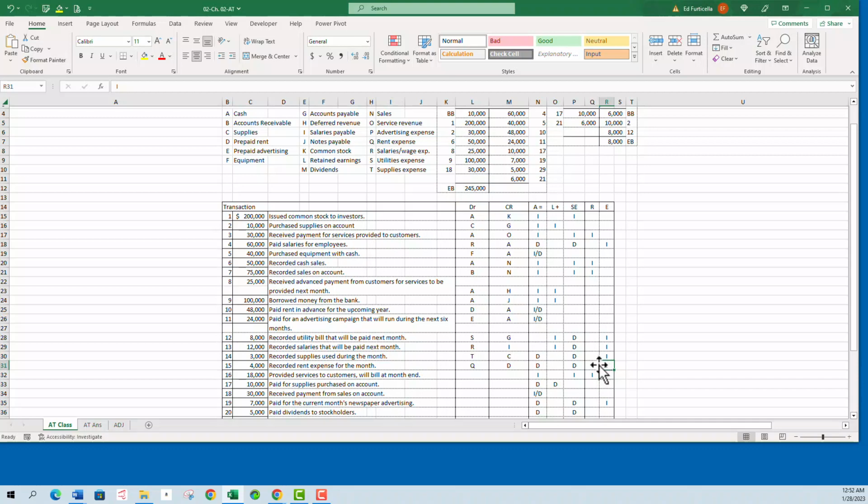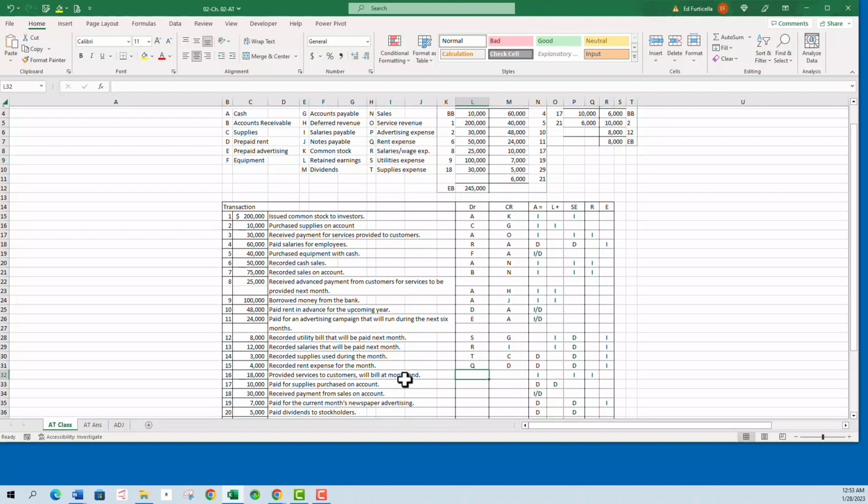Number 16 says that we provided services to customers and that we'll bill them at the end of the month. The two accounts involved here are accounts receivable and service revenue. Accounts receivable is an asset. We're using accounts receivable because we haven't got paid for services that we've provided. They owe us. We're going to bill them. Accounts receivable is increasing. The other account involved is service revenue. We've provided the service, so we've earned the revenue. Revenues are going up as well.